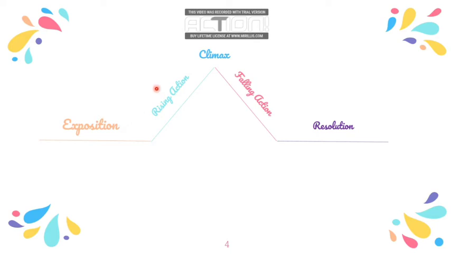Okay, next is rising action. The action rises in the story when Robin Hood meets a young man, where the young man feels hurt because he failed to marry his girlfriend because her father had matched her with a rich old man.